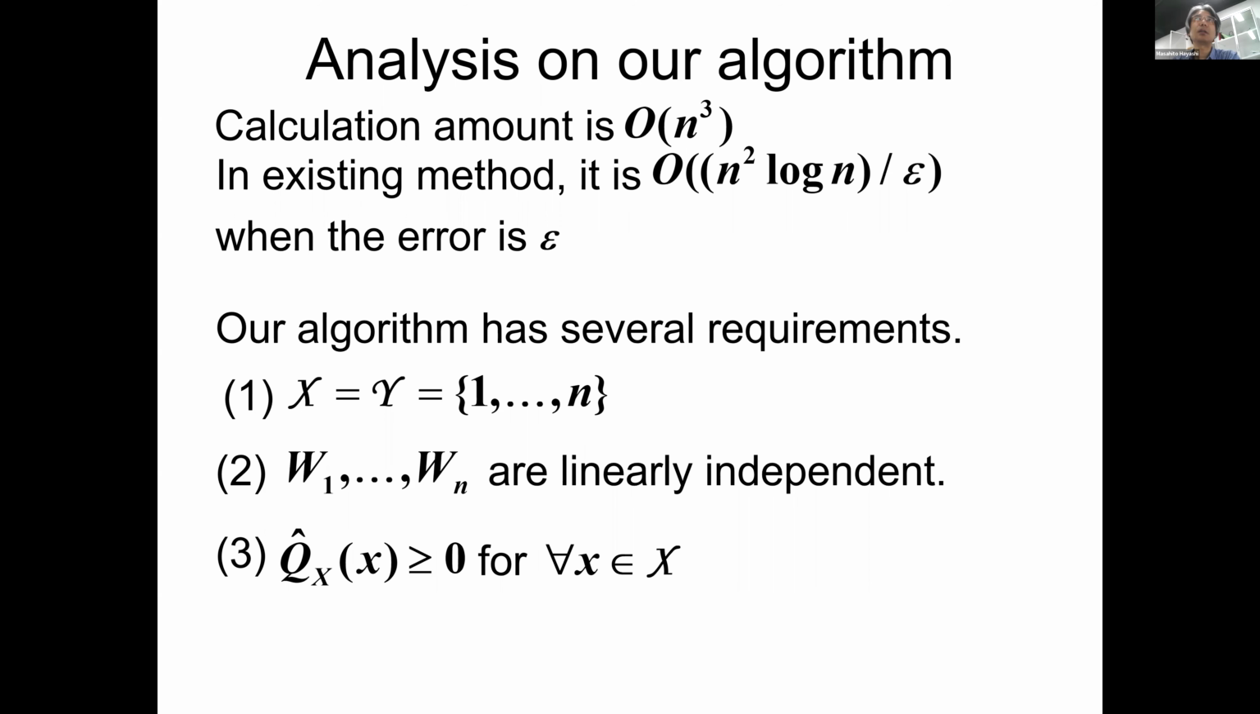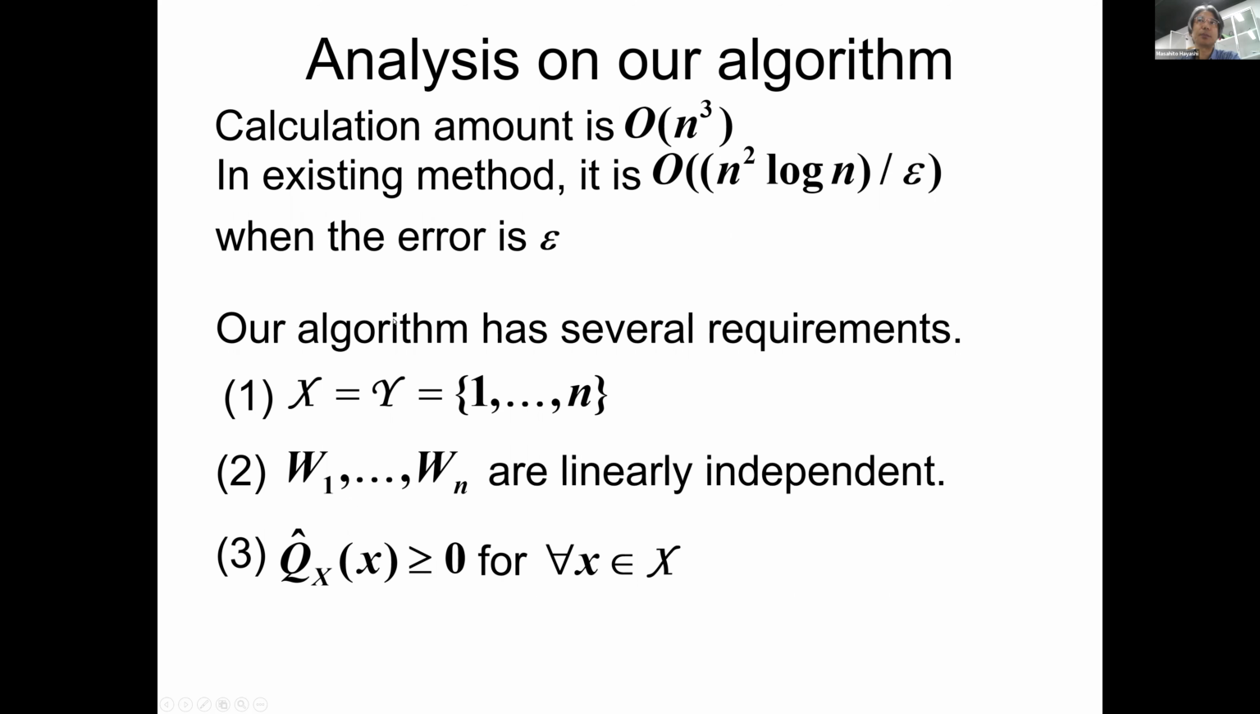So here is an analysis of our algorithm. The calculation amount is this quantity, N cubed. But for the existing method, for example the Arimoto-Blahut algorithm, the calculation amount is this quantity, N squared log N over epsilon. Here, epsilon is the amount of error. If epsilon goes to 0, in that case, this quantity goes to infinity.